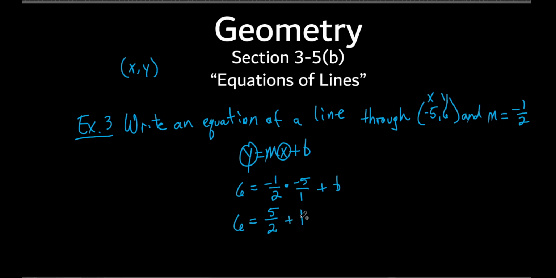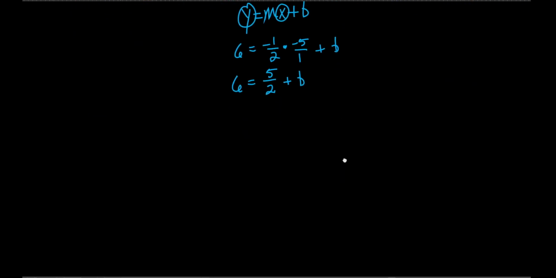Plus what? B. So I got to get B by itself. So what do I have to get rid of? What is it? I can't hear you. You got to speak up. The B is good right where it is. Because if I move the B to the left side, then I get a negative B. I don't want to have to deal with a negative, right? So let's just keep the B right there.